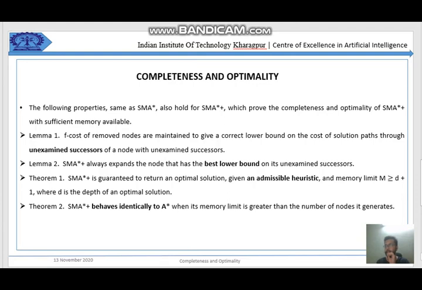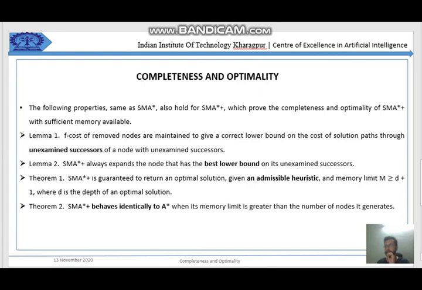It means that when the unexamined successors are there, you have to find the lower bound of the f cost. The lemma says that SMS star plus always expands the node that has the best lower bound on its unexamined successor. You have to find the best lower bound on the unexamined successor so that the SMS star plus is going to work.